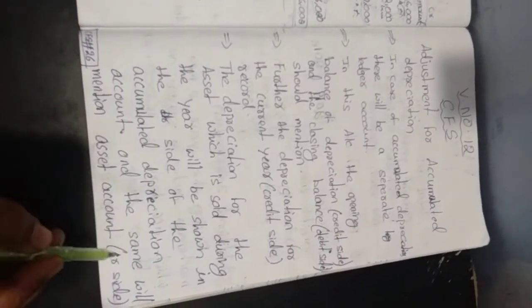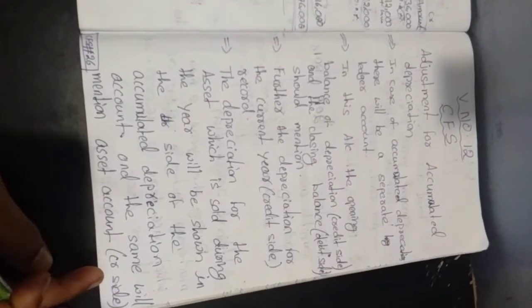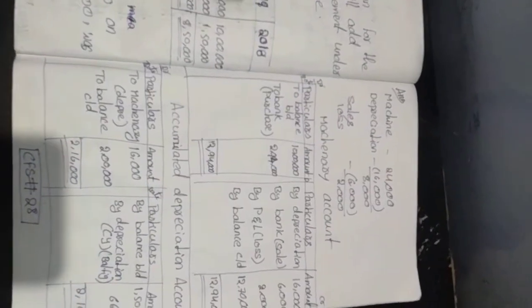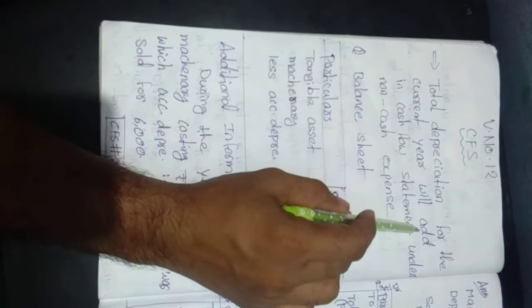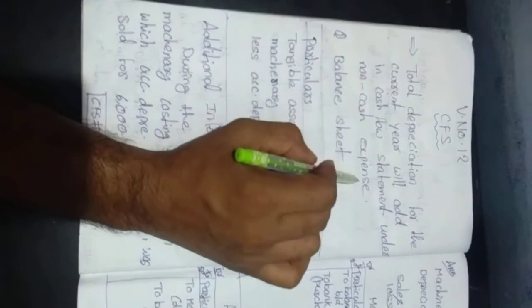And the same amount will be mentioned in the asset account, on the credit side. When solving the numerical you can understand this clearly. Total depreciation for the current year will be added in the cash flow statement under non-cash expense.